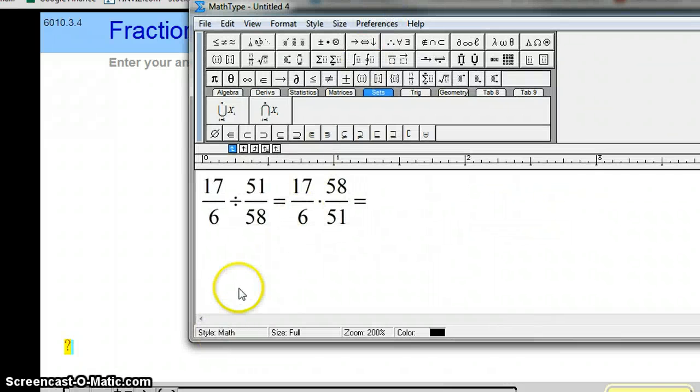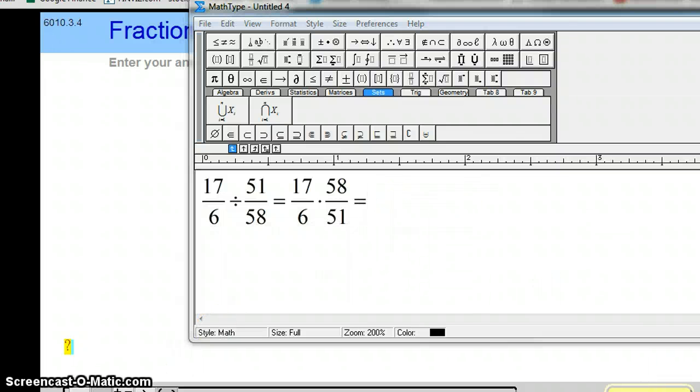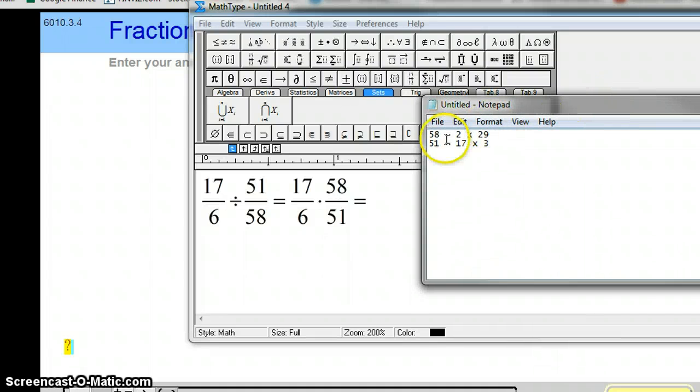Well, first of all, actually, let's see if any of these have common factors so that we can simplify right off the bat. As it turns out, I have a list of the factors. I took the time to factor 58 into its prime factors, 2 and 29. And 51 has prime factors of 17 and 3.